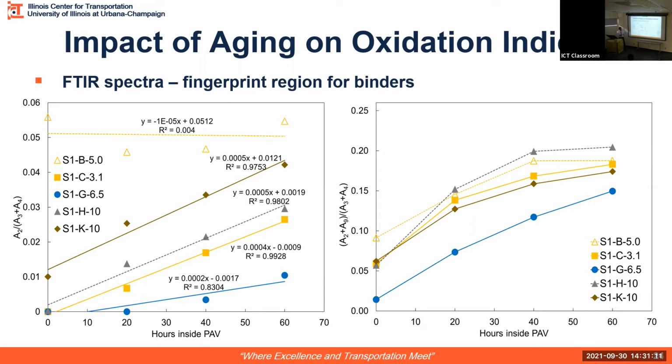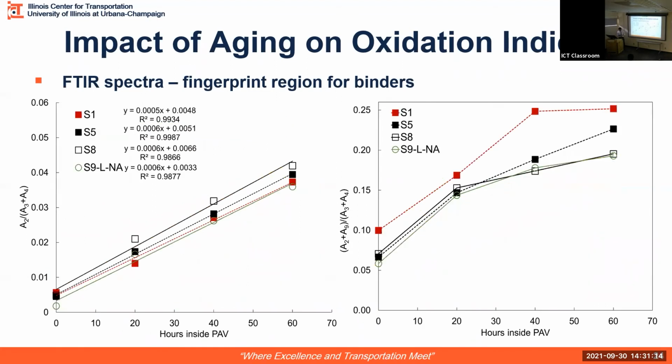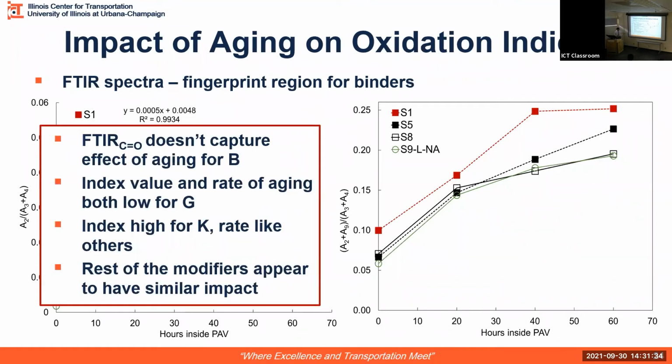The two things which we learned out of these indices: again, this is the unmodified counterparts, so again, pretty similar behavior. Sulfoxide plateaus after 2 PAV because of the lack of sufficient sulfur, whereas carbonyl is still going. So both of them complement what happens with aging. However, with the carbonyl index, we saw that for one of the modifiers, we couldn't capture the effect. So we need to see what went wrong there.